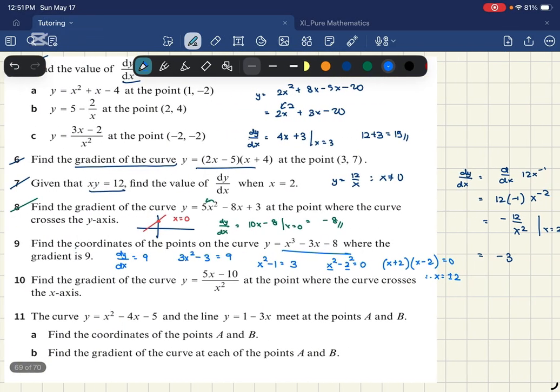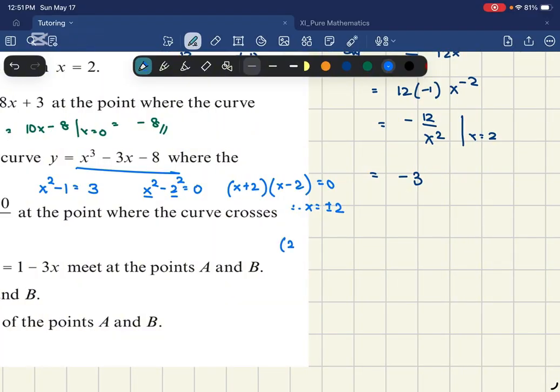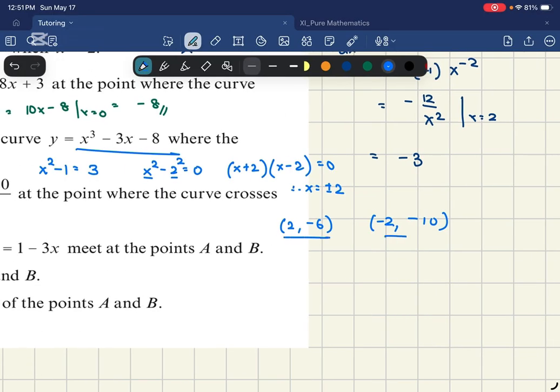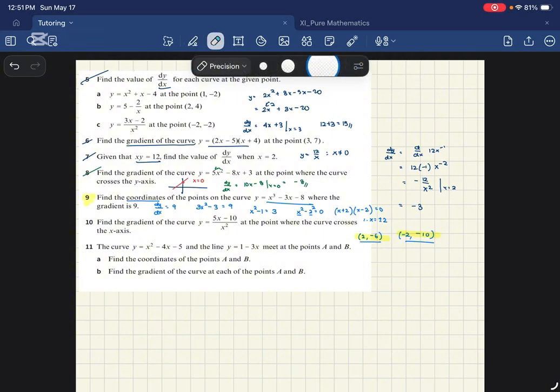Now it says find the coordinates. So we want to check the y values. So if x is 2, you put 2 here, you get 8 minus 6 is 2 minus 8 is minus 6. And then you substitute minus 2 here. You get minus 8 plus 6 is minus 2 minus 8 is minus 10. So these are going to be your 2 points. And we're done with 9. So let me just erase everything here.